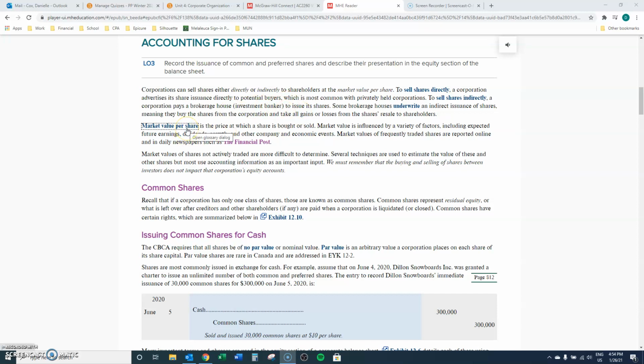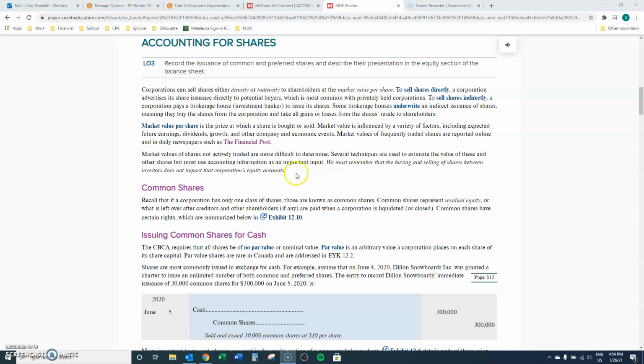Market value per share is the price at which a share is bought and sold. That's determined on the market. Important here, we must remember that the buying and selling of shares between investors does not impact a corporation's equity accounts. It only impacts our equity accounts when we're issuing shares ourselves. When they get sold between various people, it doesn't impact the corporation.